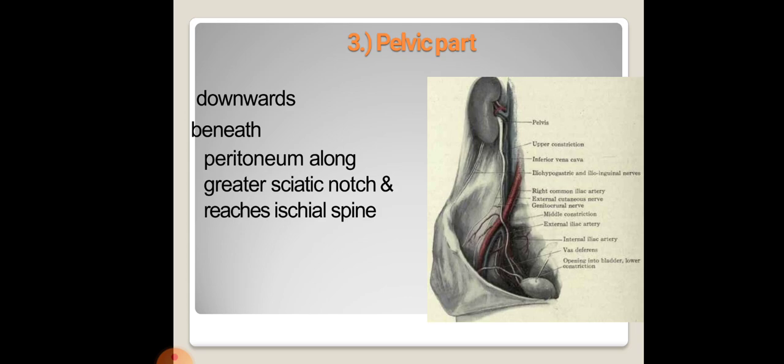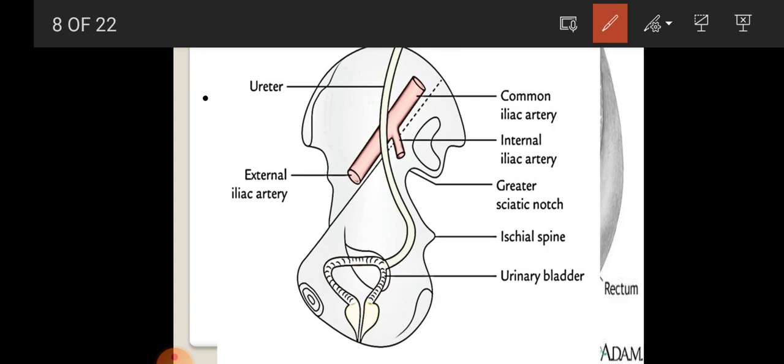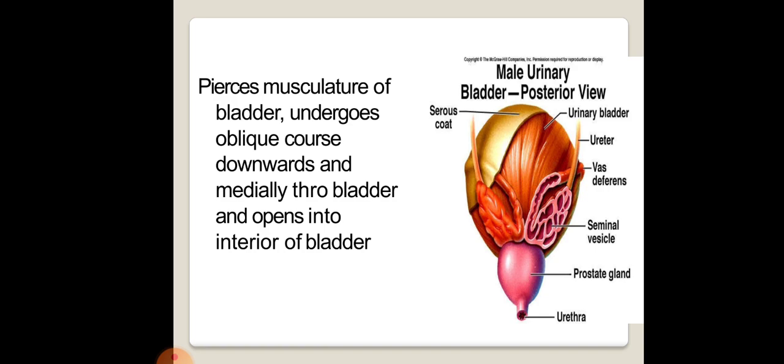Then the third part, that is the pelvic part of the ureter. It passes downwards beneath the peritoneum along the greater sciatic notch and reaches the ischial spine. Then it turns medially in front of the ischial spine to reach the base of the bladder, that is the posterior part of the bladder, to open into it. Now it pierces the musculature of the bladder, undergoes an oblique course downwards and medially through the bladder, and opens into the interior of the urinary bladder.